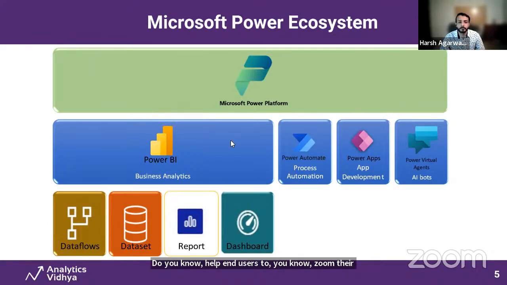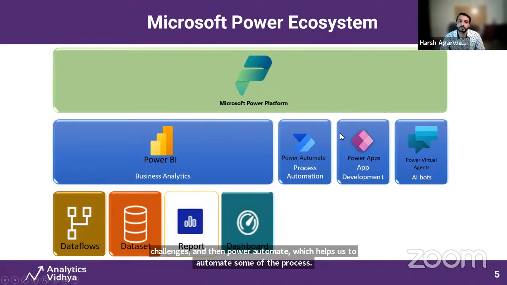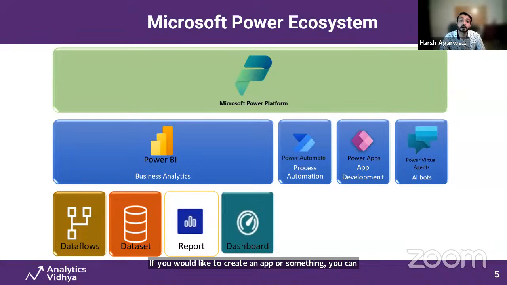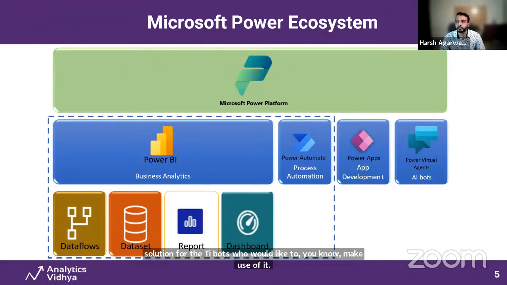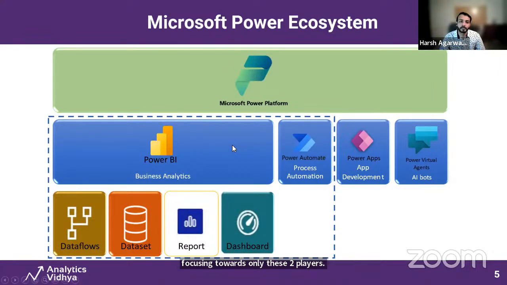And then Power Automate, which helps us to automate some of the processes. And Power Apps majorly focuses on application development. If you would like to create an app or something, you can make use of Power Apps. And Virtual Agents is a solution for those who would like to make use of AI bots. So in today's session, our major focus will be only on these two players for now, keeping the time constraint in mind, Power BI and Power Automate, wherein this can help an organization or a user, whomsoever, to unleash the power of data and make sense out of it.